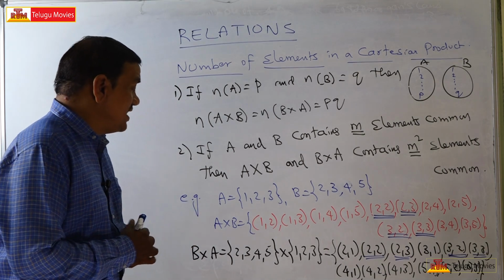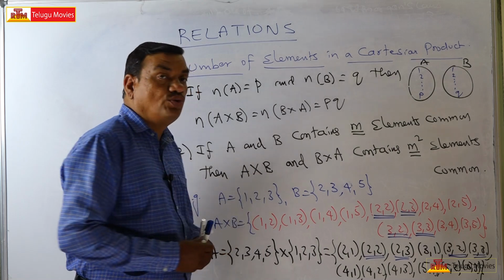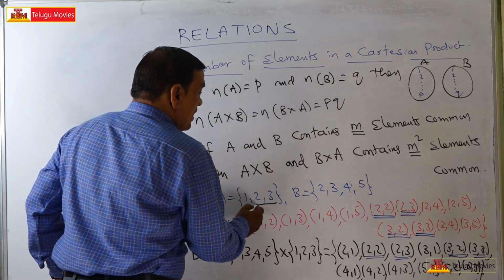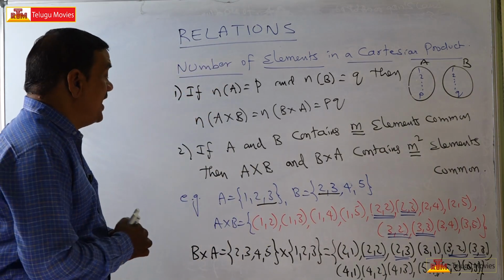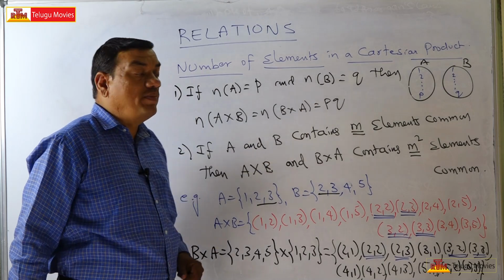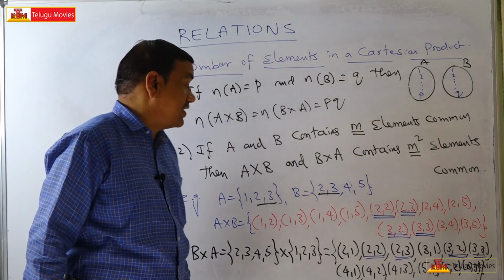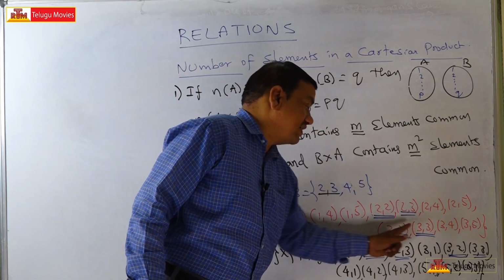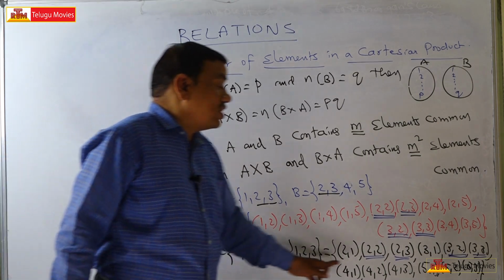Let me give an example here. A contains the elements 1, 2, 3, and B contains the elements 2, 3, 4, 5. See here, 2 and 3 are common. A cross B, according to this formula, how many elements can it contain? This is 3, this is 4. 3 fours are 12 ordered pairs: 1, 2, 3, 4, 5, 6, 7, 8, 9, 10, 11, 12. We got 12 ordered pairs. Like that, B cross A also gives 12 ordered pairs.